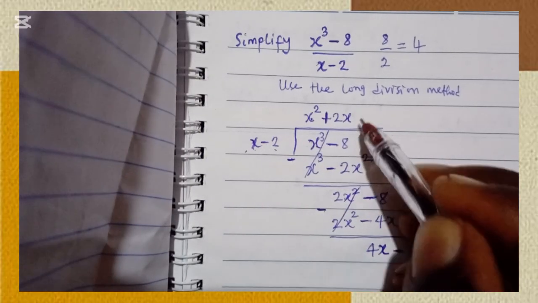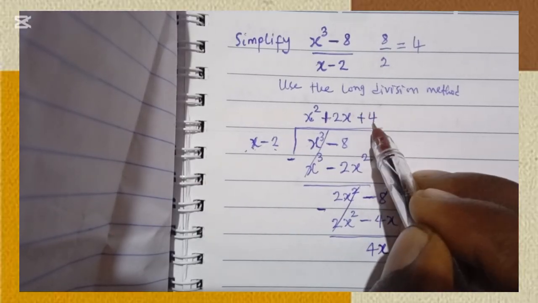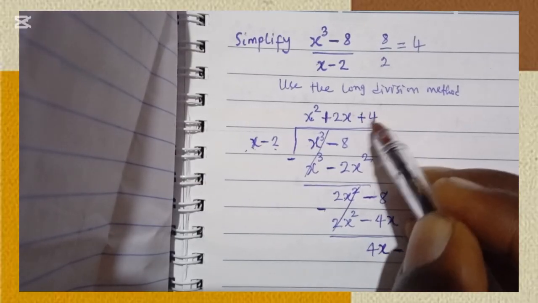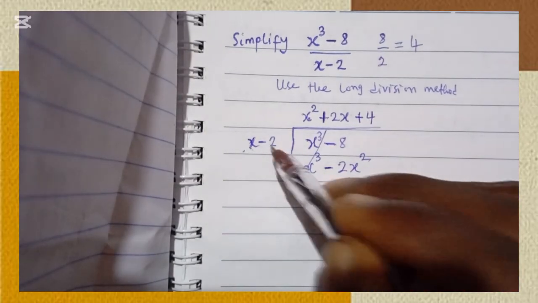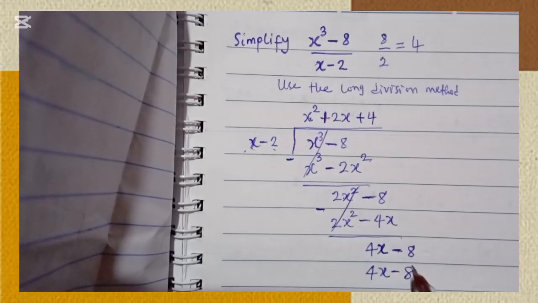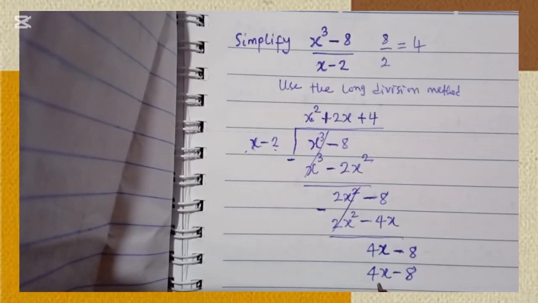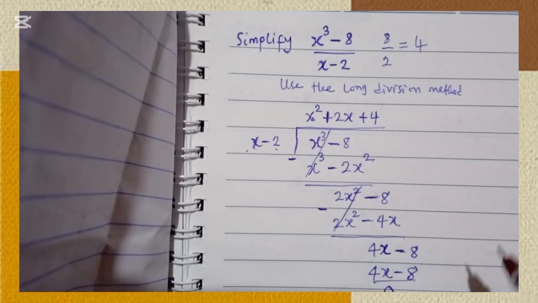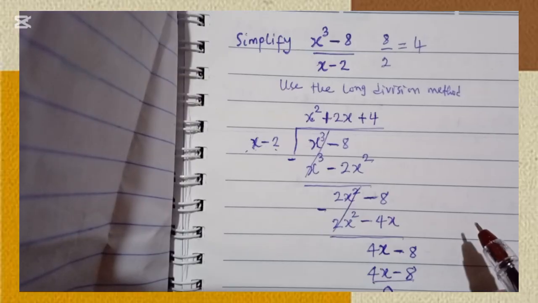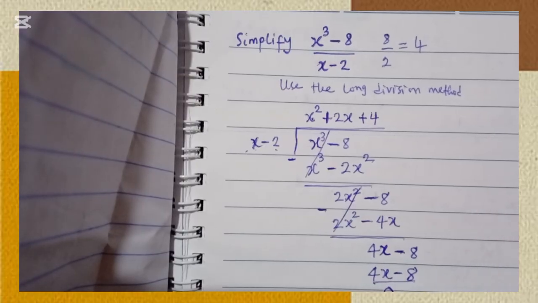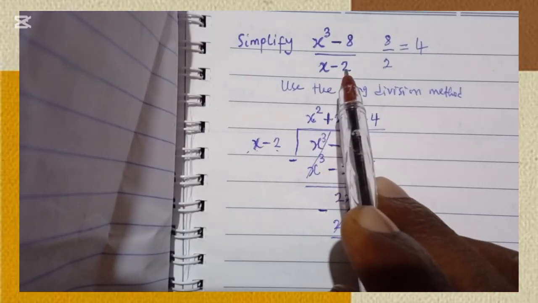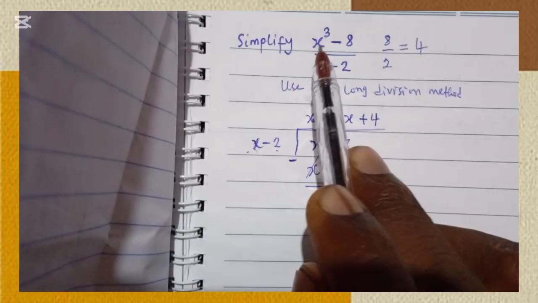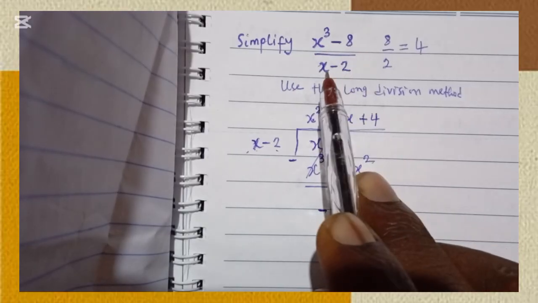x into 4x gives us plus 4 right at the top. So we multiply by 4. 4 times x gives us 4x. 4 times −2 gives us −8. If you notice, this whole entire thing becomes 0. This signals to us that we have gotten to the very end, where there is no remainder. So that simply means that x³ − 8 is divisible by x − 2.